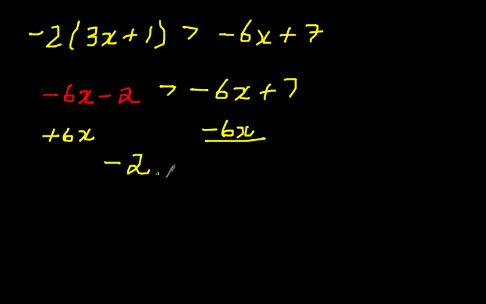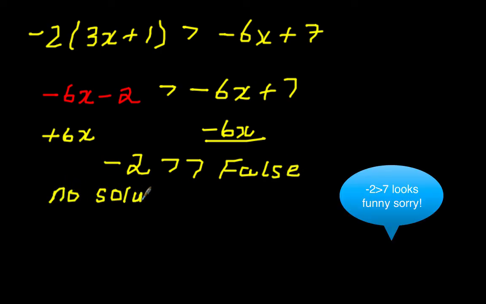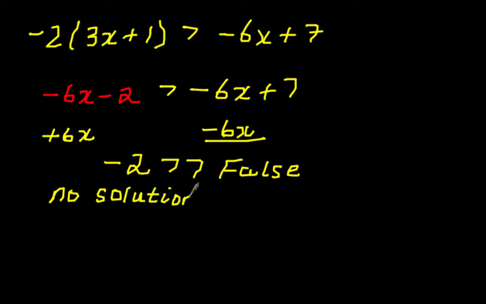So we'll get negative 2 is greater than 7. This is a false statement. That does not work. That is not true. So there is no solution here. We say this is no solution. There's no solution to this inequality.